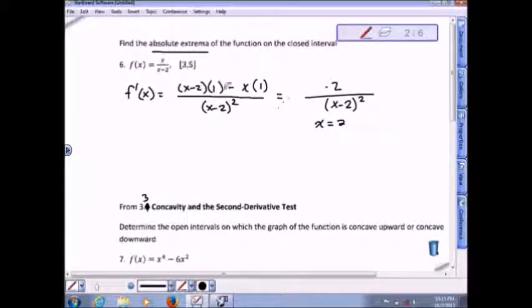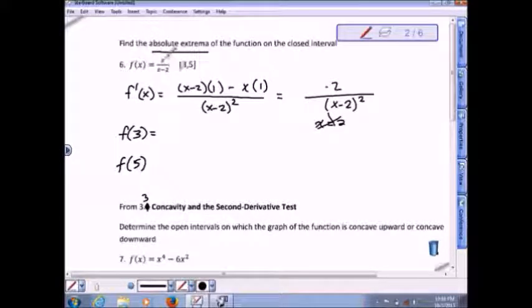But we have to consider the interval on which we want to find extreme values. The critical value does not lie within the interval 3 to 5. So we're not going to consider it as a possibility as giving an extreme value. All that leaves are the two endpoints. So 3 and 5, one of them is going to yield an absolute minimum, and the other an absolute maximum. We just have to evaluate them in the original function to see which one has the highest value.